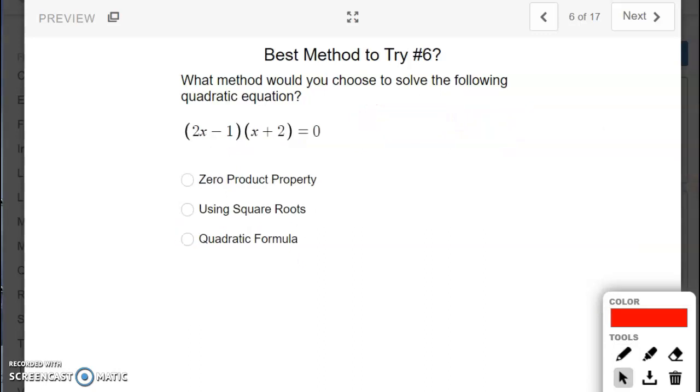What about this? It's pretty obvious because the left hand side is factored and is equal to 0. That means we can use the zero product property. So yes, I am going to use the zero product property.